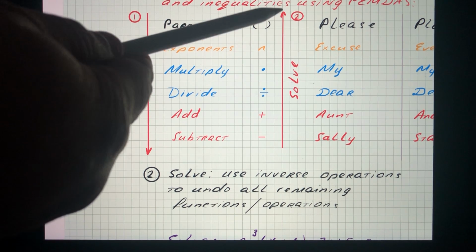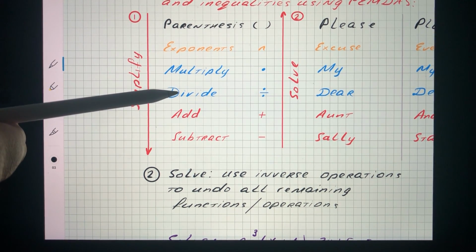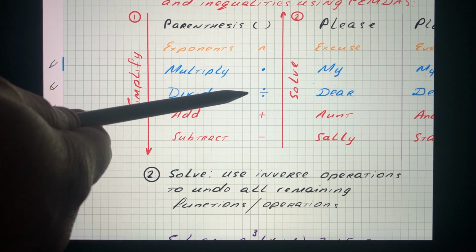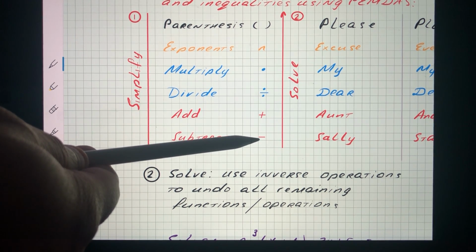So when we use step 2, we will use these that are colored the same to cancel the operations. So when we have a multiplication, to undo it, we divide both sides. When we have an addition, to undo it, we subtract the same number from both sides.